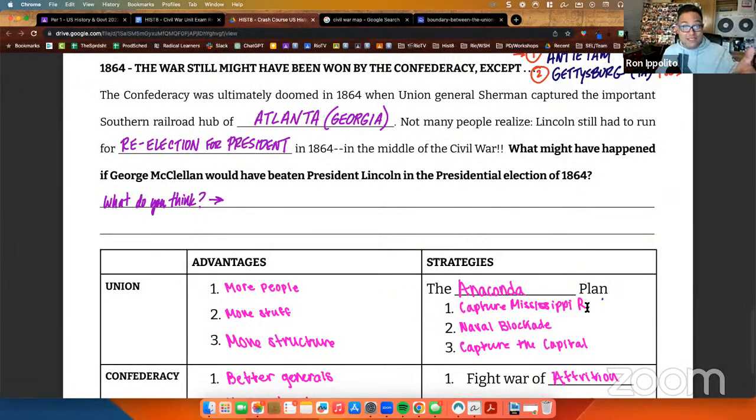The Anaconda Plan: capture the Mississippi River. So captured New Orleans. And you can hear my dog Bella is really excited about the Anaconda Plan as well. Number 1, capture the Mississippi River by capturing New Orleans, and then later at Vicksburg.